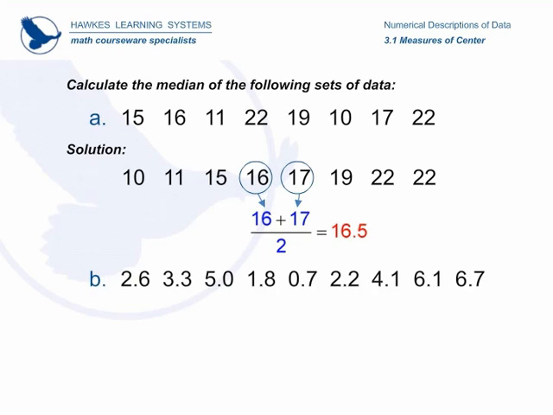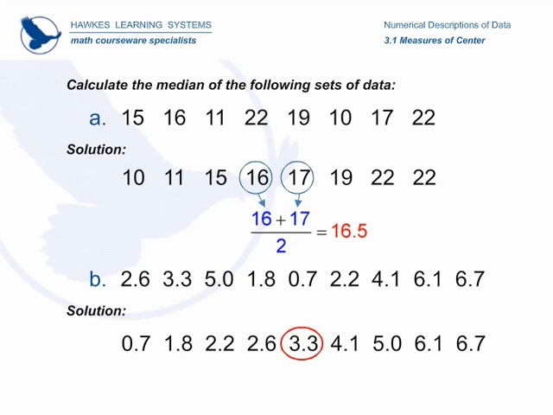Now let's take a look at another data set. This data set has decimal numbers. We have 2.6, 3.3, 5.0, 1.8, 0.7, 2.2, 4.1, 6.1, and 6.7. We first have to put the data set in order from the smallest to the largest. So that would go from 0.7 all the way to 6.7.